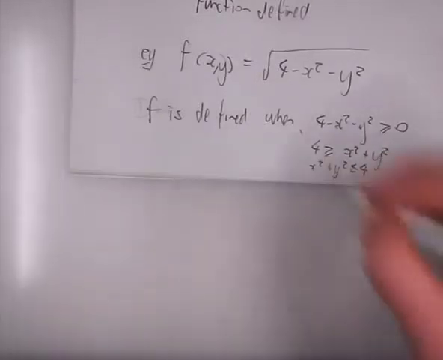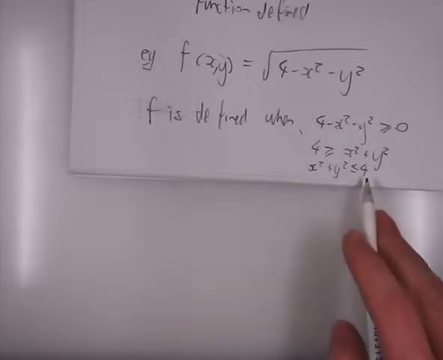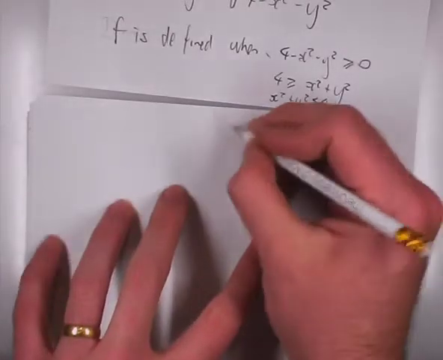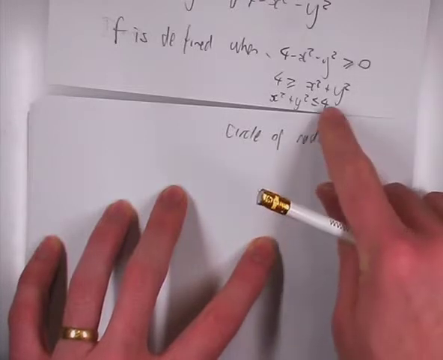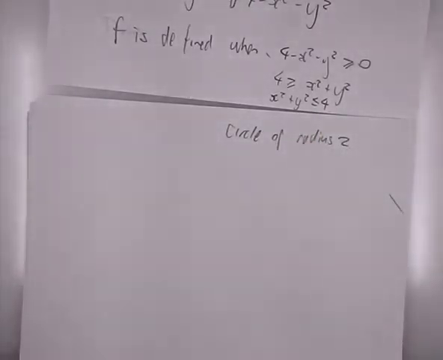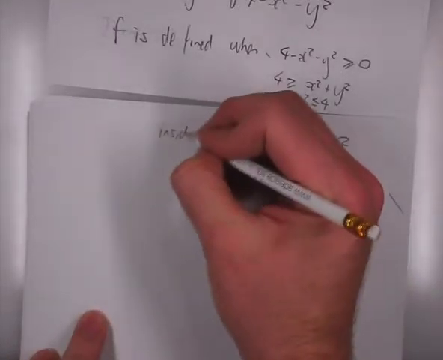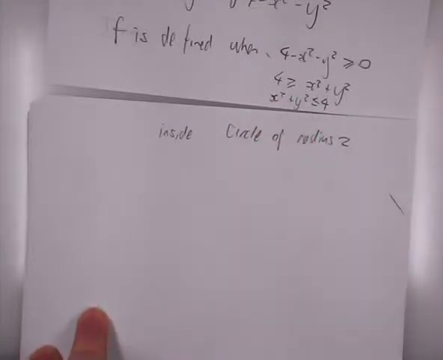And do that. The reason the lecturers have chosen this in this assignment is that they hope that you realise that this is the equation of a circle of radius 2 if it was equals. So 2 squared is 4. So x squared plus y squared is r squared is a circle. And because it's less than or equal to, it's the inside of a circle. And that circle is centred at the origin because it's just x squared plus y squared.